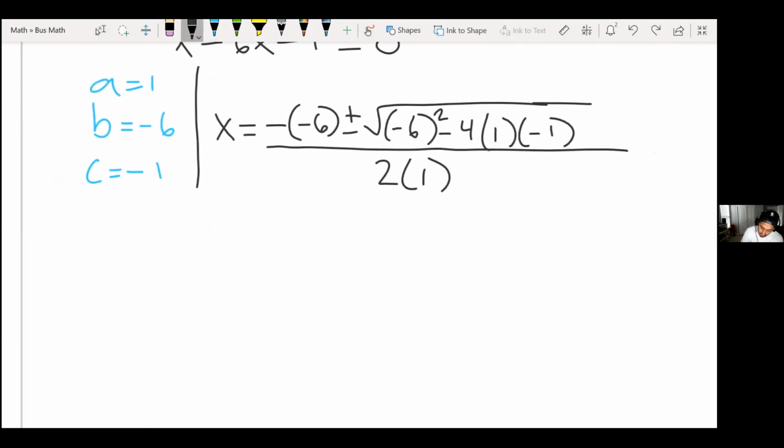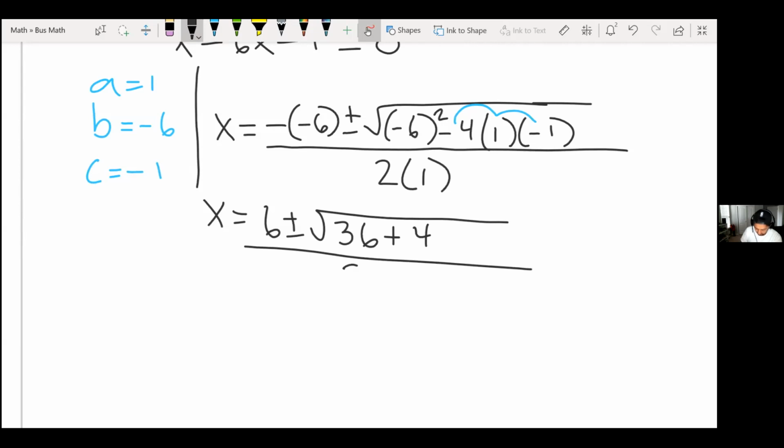There we go. Okay, so now simplify time. X equals, and negative times negative makes positive. So positive 6 plus or minus the square root of negative 6 squared, which happens to be 36. And then negative 4, so negative 4 times 1 times negative 1. So negative and negative make positive. So 4 times 1 is 4. So we get 36 plus 4, and everything is over 2.